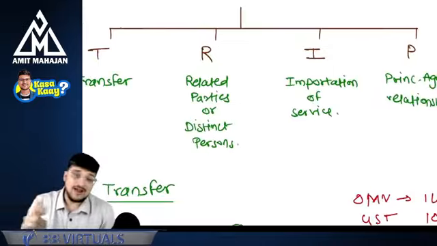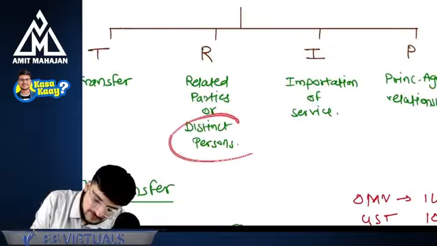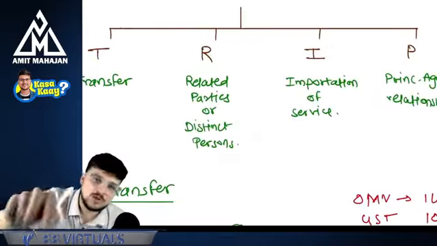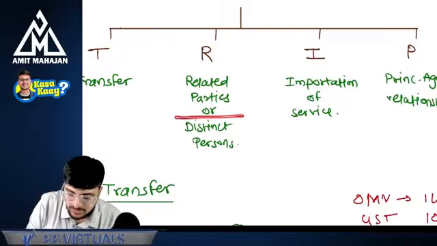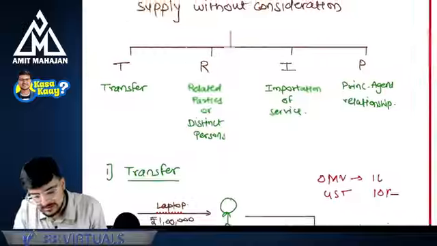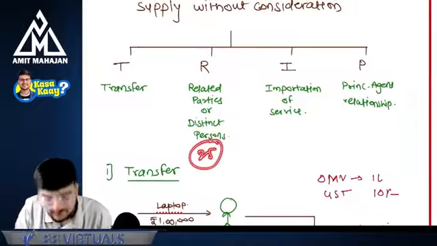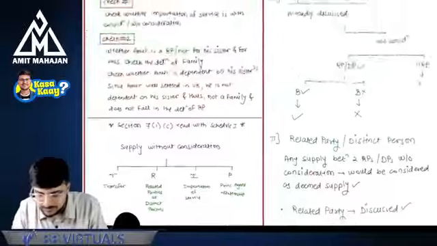Okay, this is fine. But the second point is any transaction done between two distinct persons will also be considered as deemed supply. Now we need to understand what is the meaning of this distinct person. Okay, this is written in section number 25.